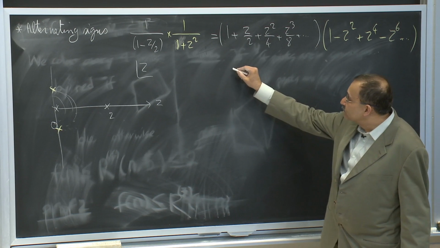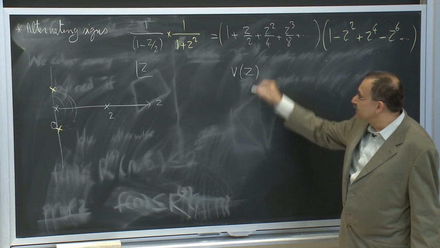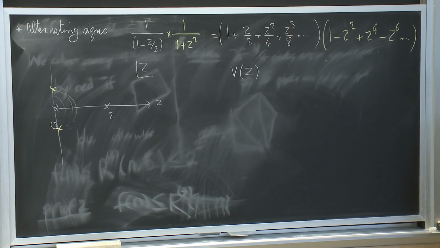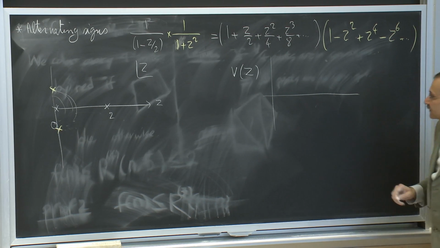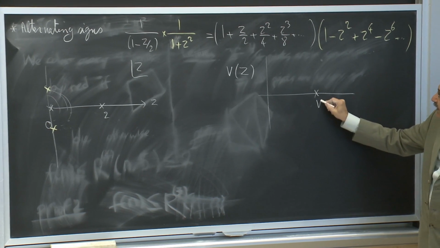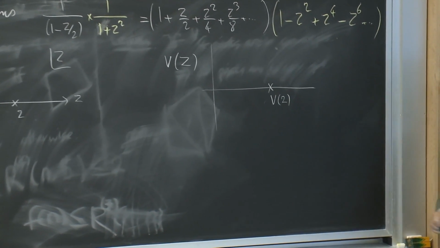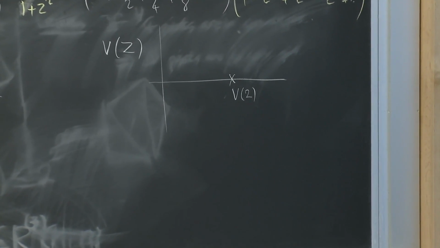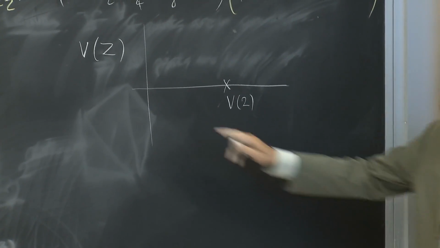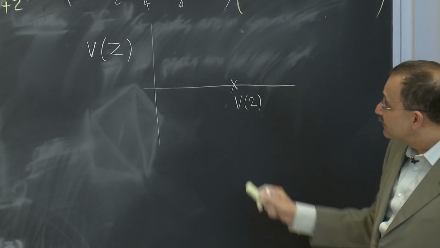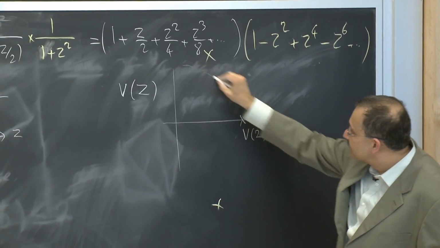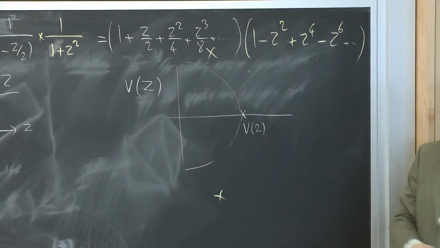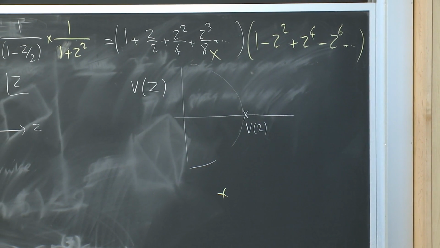Maybe I can choose some other function, v of z. Okay? And then when I choose the appropriate thing, the singularity on the real axis will be pushed to v of 2. But maybe I chose an appropriate function v of z such that the other singularities are pushed very far away, so that the first singularity that I encounter is over here.